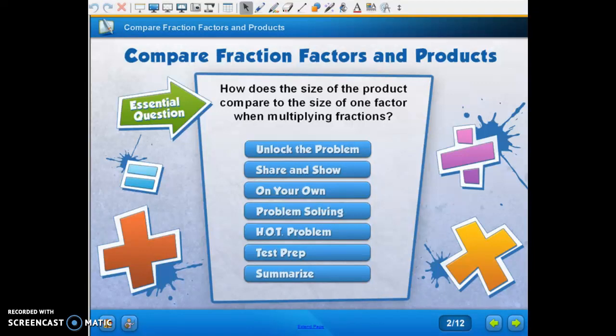Okay, today we're working on lesson 7.5. Our question is, how does the size of the product compare to the size of one factor when multiplying fractions? What's the product? The answer to a multiplication problem. What are the factors? If the product is the answer, the factors are the two things you multiply to get the product.